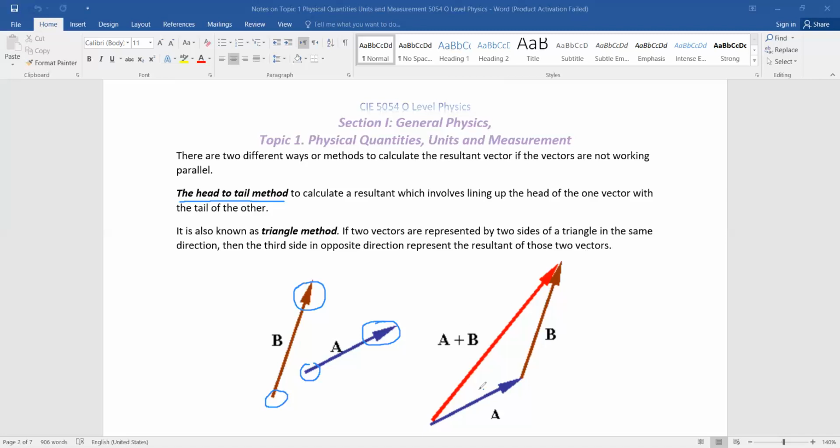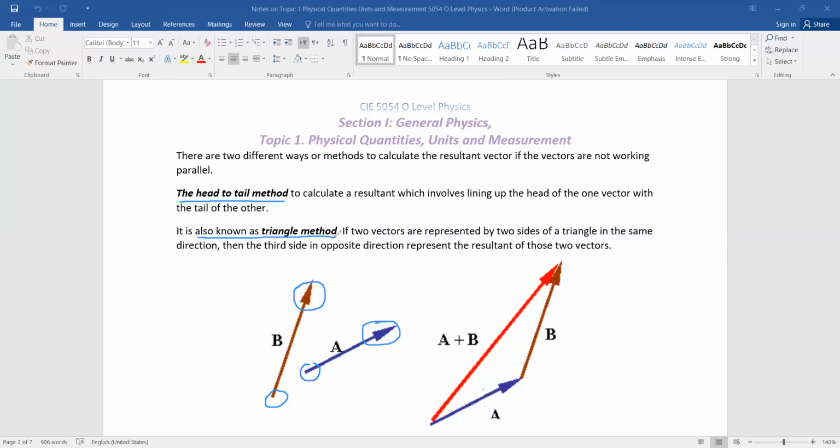You see, if you think of this one as one side of the triangle, A, then B is another side of the triangle, and the third side completes the triangle, right? So this one we can also name the triangle method. The head to tail method is also known as the triangle method.